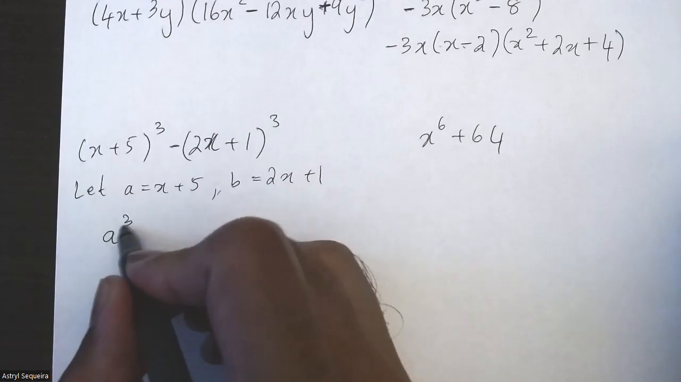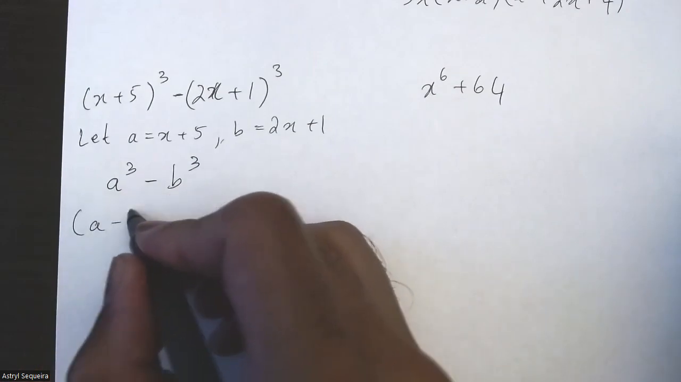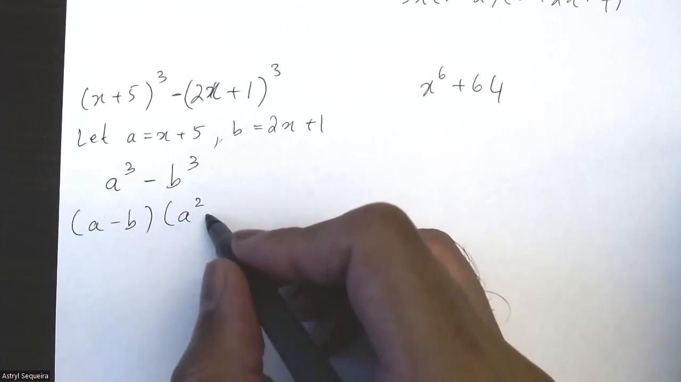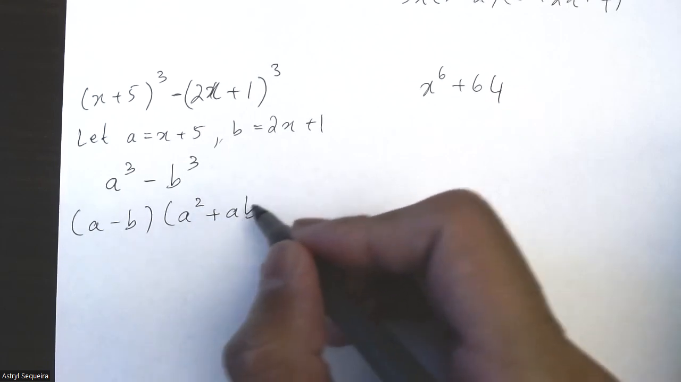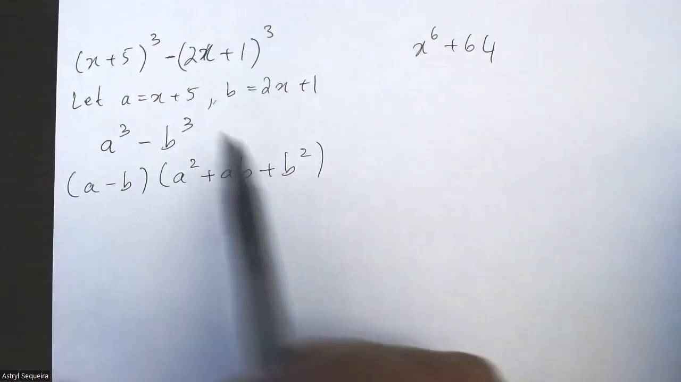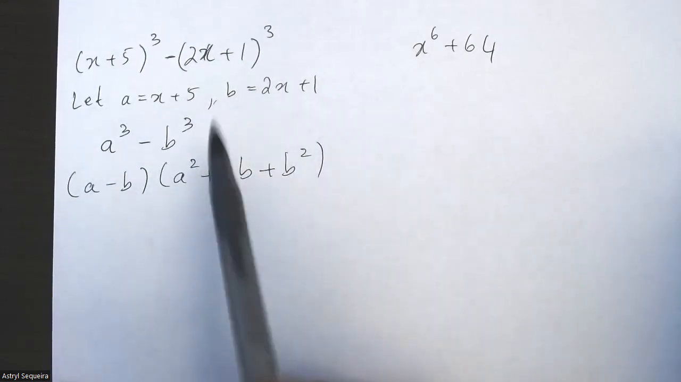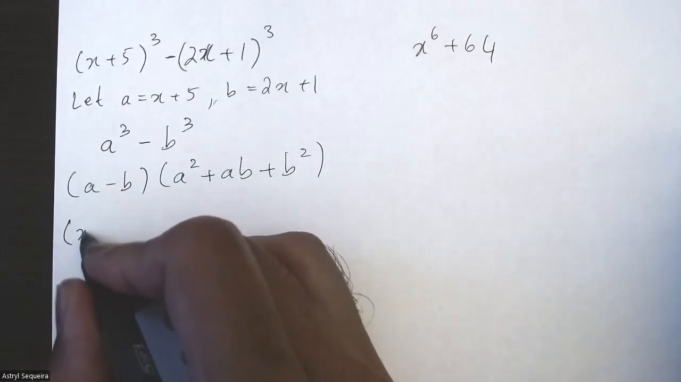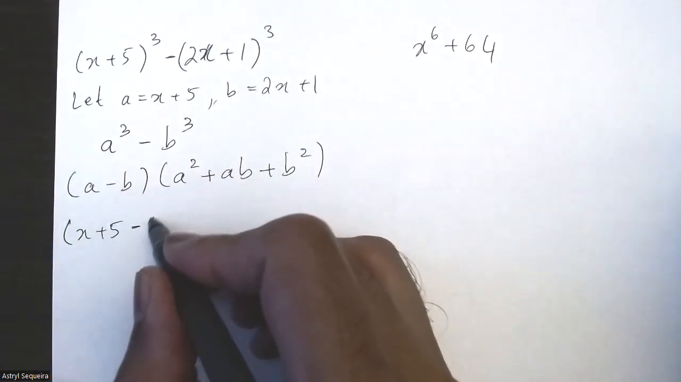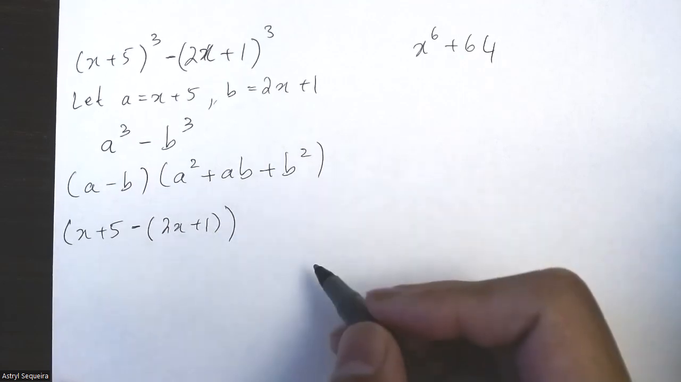I'm going to rewrite the equation first as a cubed minus b cubed. And if I factor this, it's a minus b times a squared plus ab plus b squared. Once I've done this step, I'm going to replace my a and b back over here with the two equations. So a is just x plus 5 and b is 2x plus 1, but because it's a negative, don't forget to put a double bracket here, 2x plus 1, and close that.